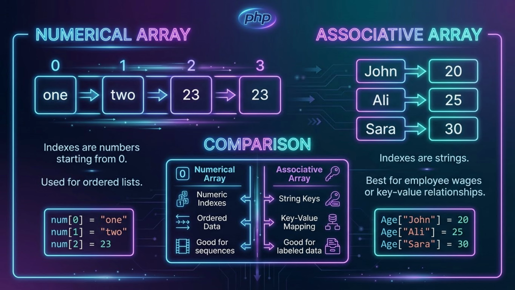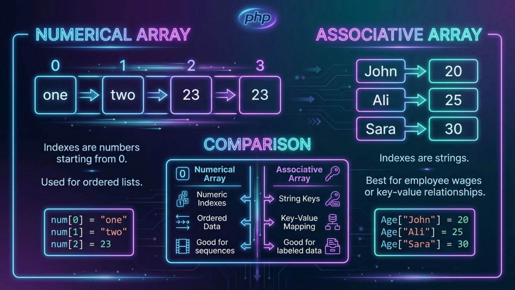This is a clear side-by-side understanding of numerical arrays and associative arrays in PHP, showing how they differ and when each one should be used. On the left, the numerical array is shown with indexes that are always numbers, starting from 0. This means the first item is stored at index 0, the second at index 1, and so on. Numerical arrays are ideal for ordered lists, where the position of each item is more important than its label.